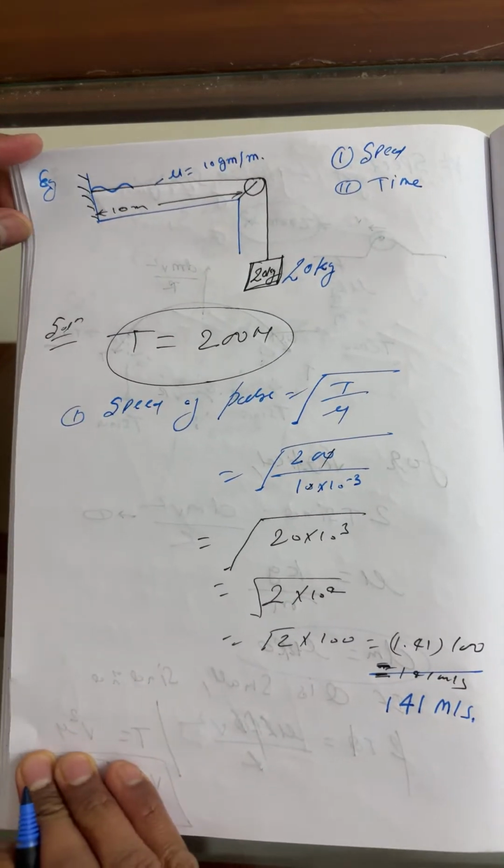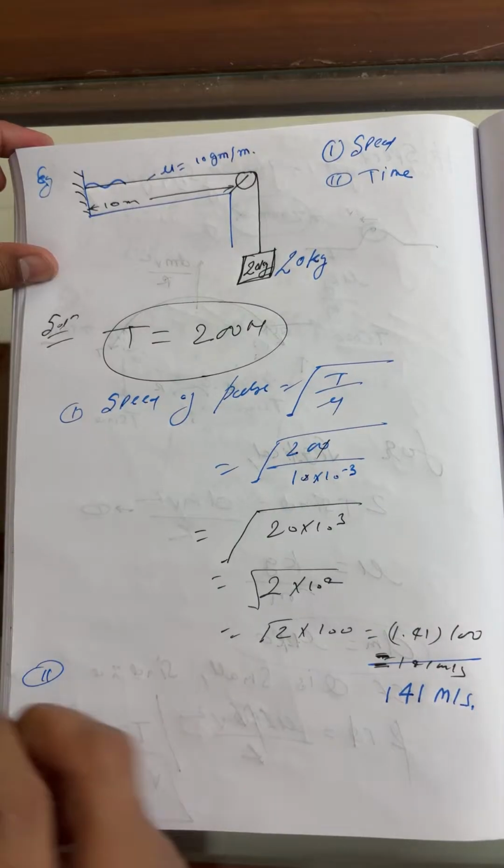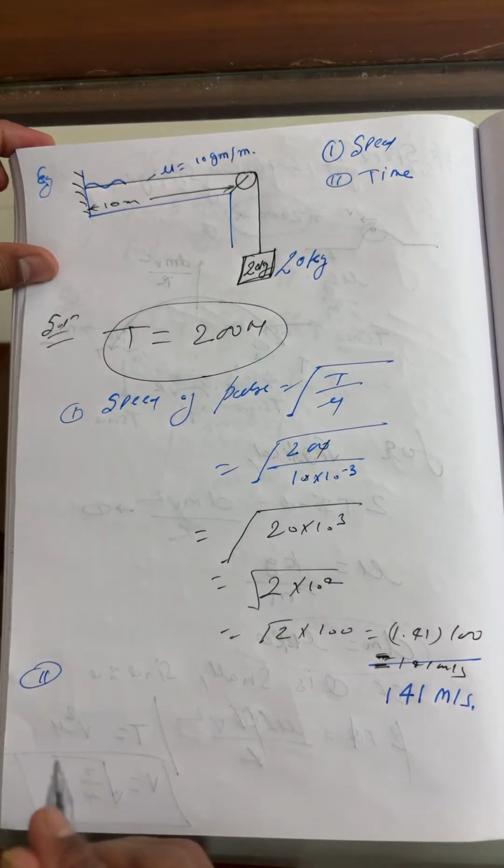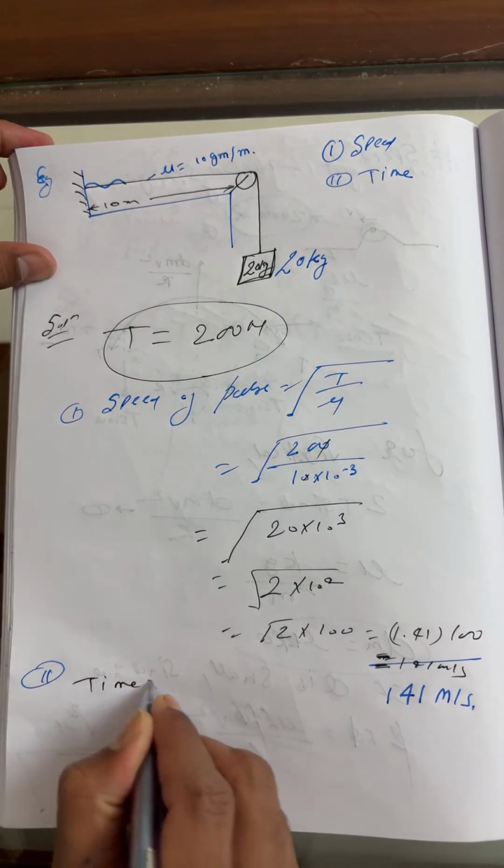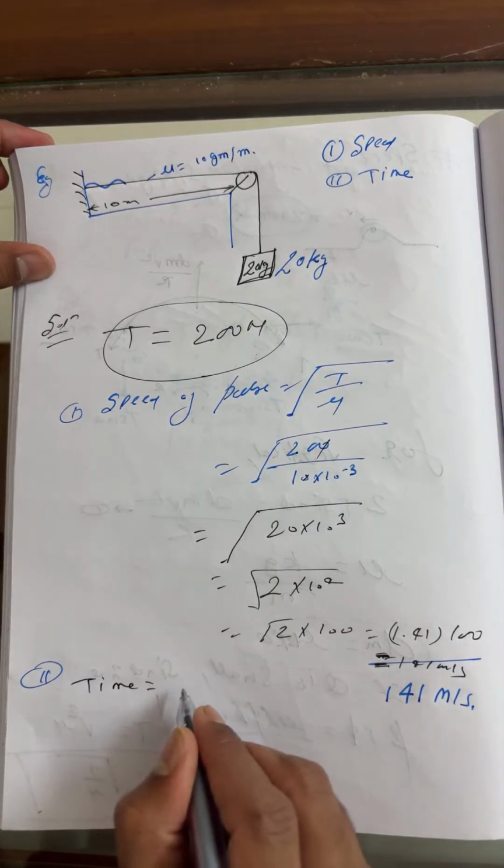Now I'm going to show you part number two. In part two you have to find the time. So what is the time? Time is distance upon speed.